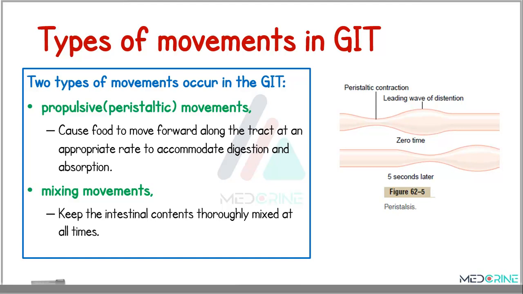There are two types of movements occurring in the gastrointestinal tract: peristaltic or propulsive movements and mixing movements. The peristaltic movements cause food to move forward along the tract at an appropriate rate so that it can accommodate digestion and absorption. And mixing movements keep the intestinal contents thoroughly mixed and churned at all times.